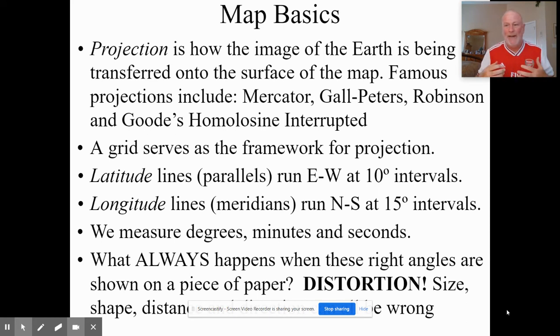So we'll do a lot of this, of course, in class, all right, but you can certainly take time out to read, especially about latitude and longitude.